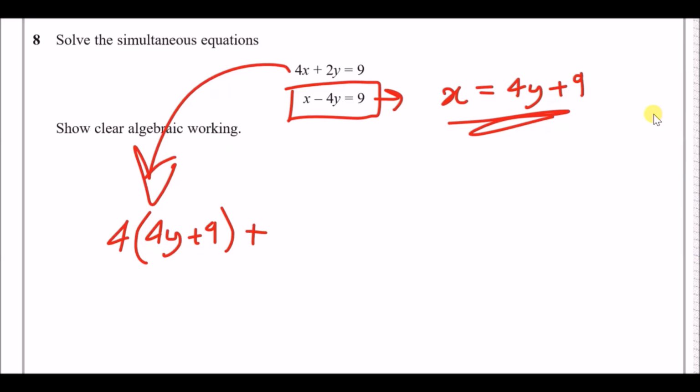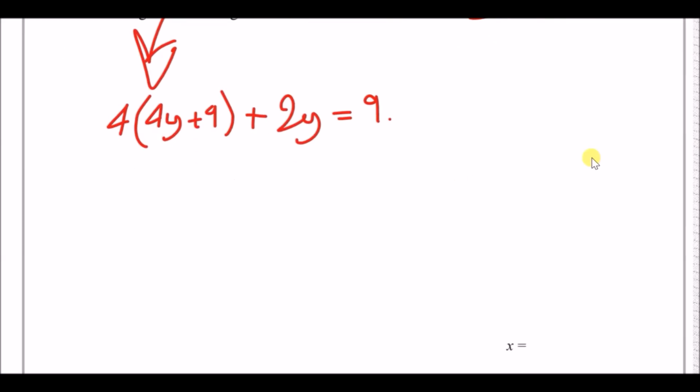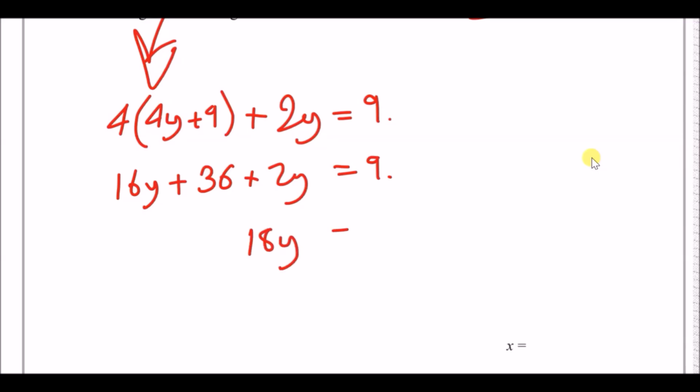And copy the rest of the equation. So plus 2y equals 9. Now all you do is just expand and solve for y. So expanding the bracket, you're going to have 16y plus 36 plus 2y equals 9. 16y plus 2y is 18y. Minus 36 across, so 9 minus 36 is minus 27. And then dividing 18 across, you're going to get minus 3 over 2 or minus 1.5.